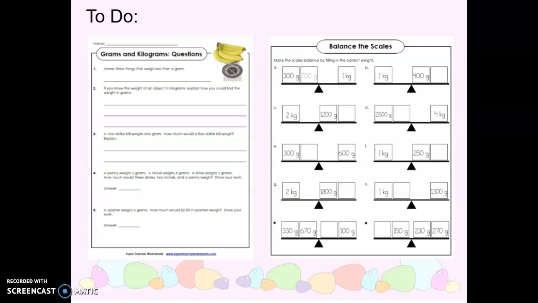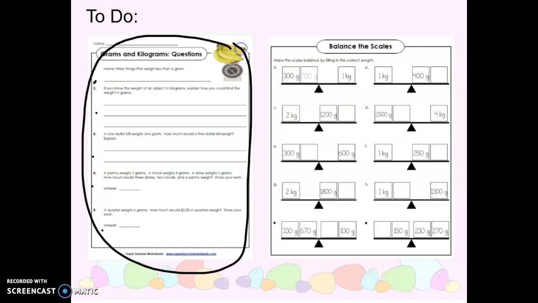So the first one is pretty self-explanatory. There's 5 questions over here, and they talk about grams and kilograms and some of the conversions in between and just understanding the weights there. So I want you to answer those 5 questions right here in your math notebook. You don't have to write out the question. You also do not have to write your answers in complete sentences for these 5. I just want you to go through and answer those.